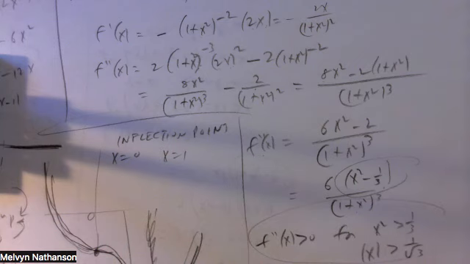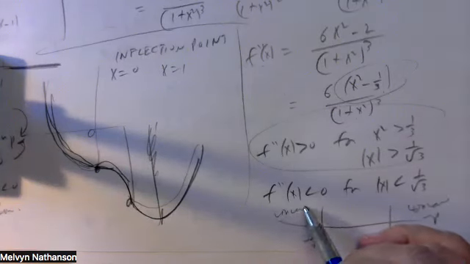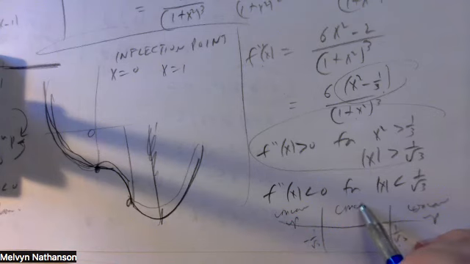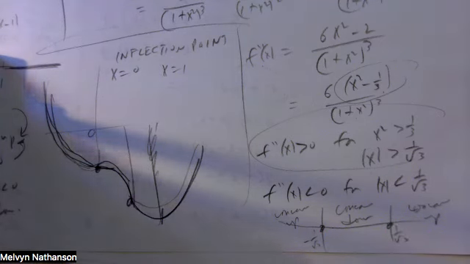So if I have 1 over root 3 and minus 1 over root 3, here the curve is concave up. Here is concave up. Here is concave down. So these 2 points must be inflection points.